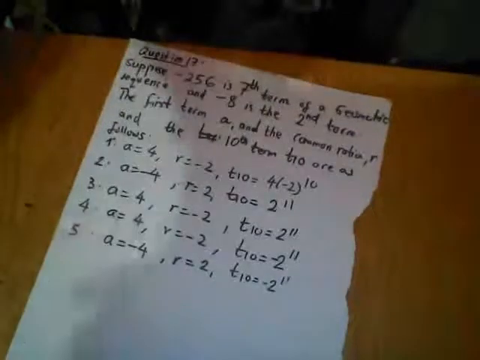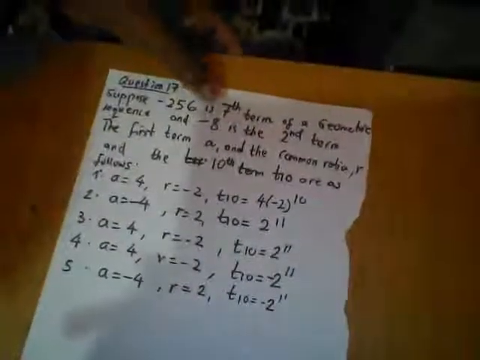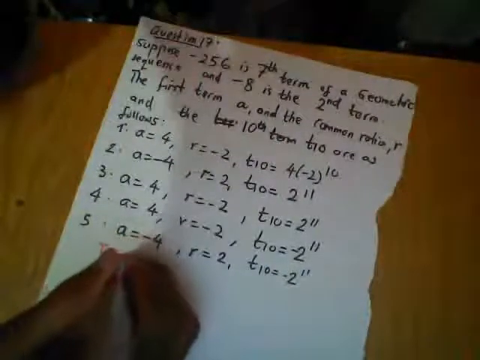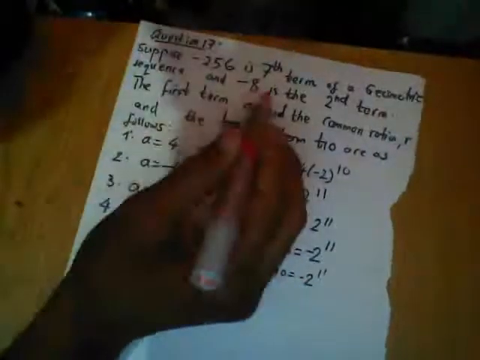I think I can do here. Suppose negative 2 is the fifth term of a geometric sequence. Suppose the 7th term of the geometric sequence, term 7, equals negative 256. And negative 8 is the second term.